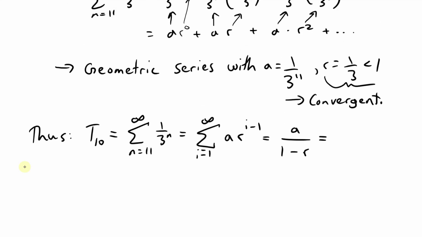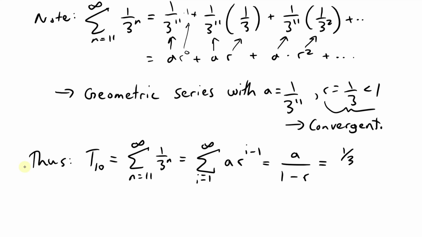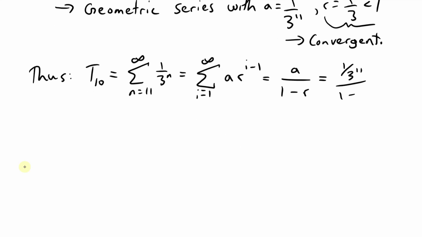So this is going to equal a, which is 1 over 3 to the 11, divided by 1 minus 1 over 3. Now for 1 minus 1 over 3, that is 3 over 3, so 3 minus 1 is 2, so we get 2 over 3. So in other words, we get 1 over 3 to the 11, and we can move the denominator to the top because we're dividing by it: 1 over 3 to the 11 times 3 over 2.